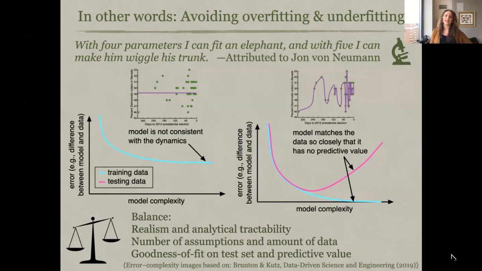And so the key is to do something in between, where you are balancing the number of assumptions that you put into your model and the amount of data that you have available, or you're balancing how good of a fit you have on your testing data set and how much predictive value your model has.